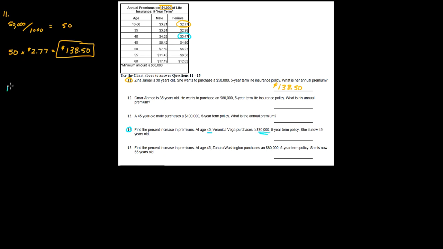So again, we're going to go 70,000 divided by the 1,000 gives us essentially 70 times the amount. And so at 40 years old, it's 70 of them times 347. So the total amount that it's going to cost is $242.90 for that policy.